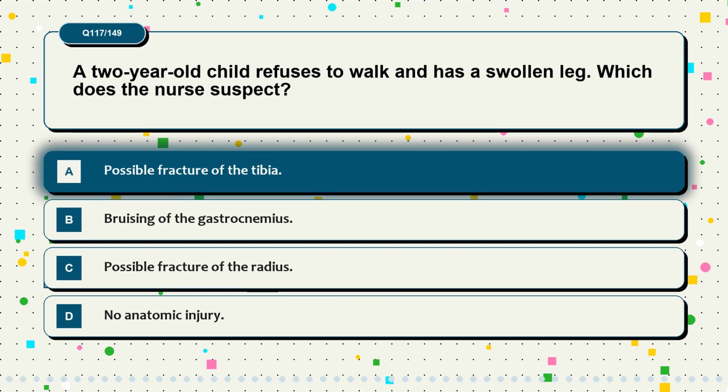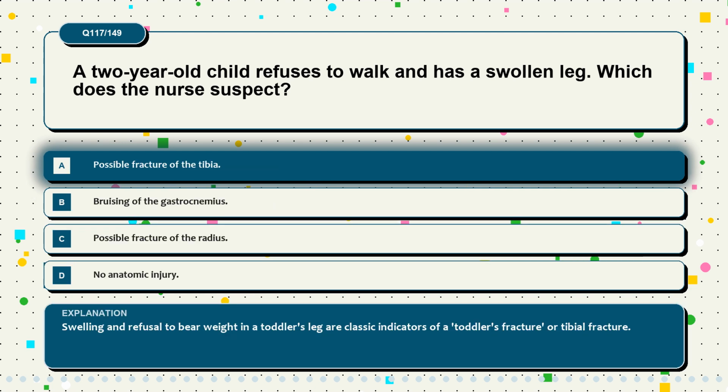The correct answer is option A. Possible fracture of the tibia. Swelling and refusal to bear weight in a toddler's leg are classic indicators of a toddler's fracture or tibial fracture.